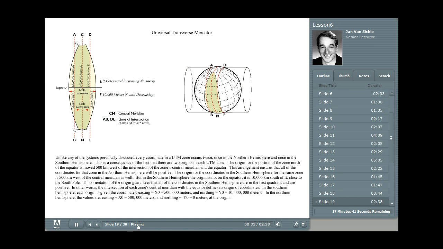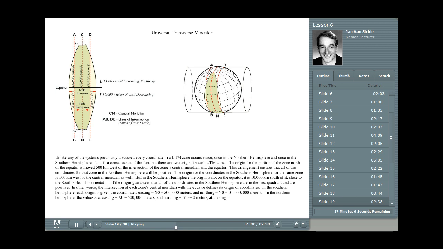The scale increases as you move outside of the standard lines, and it decreases as you move into the middle. The CM here is indicated as the central meridian. AB and DE are the lines of intersection of exact scale. And then, of course, over here on the right we have an image of the Earth inside a transverse Mercator developable right circular cylinder.